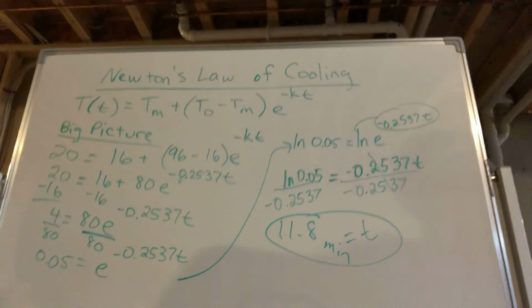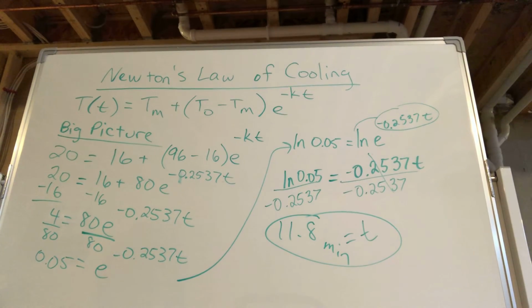The reason I know it's in minutes is because if you read the original problem, it says 4 minutes later. Since it said 4 minutes later instead of 4 hours later, you know your answer is going to be in minutes as well. So about 11.8 minutes is how long it's going to take to cool down to 20 degrees Celsius. So maybe that's the temperature you like to eat it at. By the time you do this problem, it'd probably already be cooled. But anyways, that's how you determine how long something's been cooling using Newton's law of cooling.